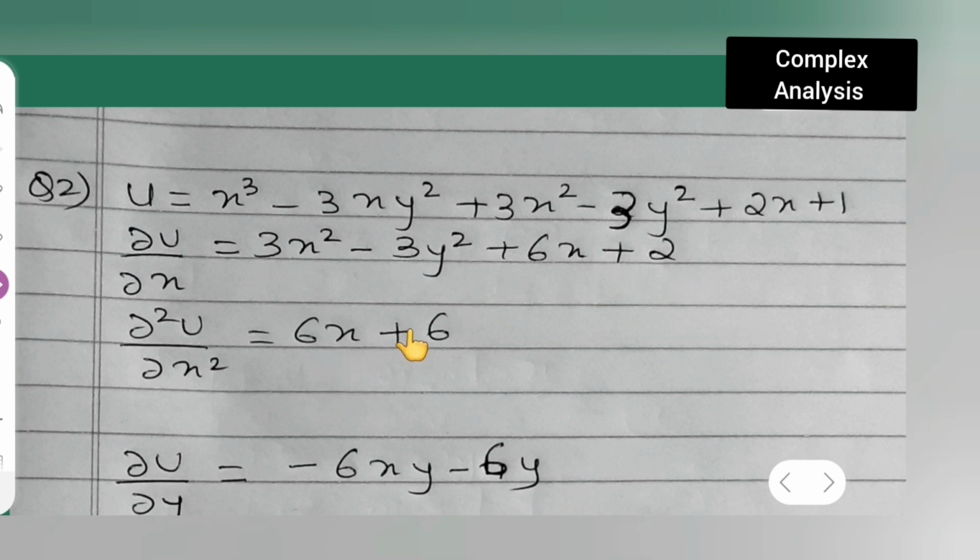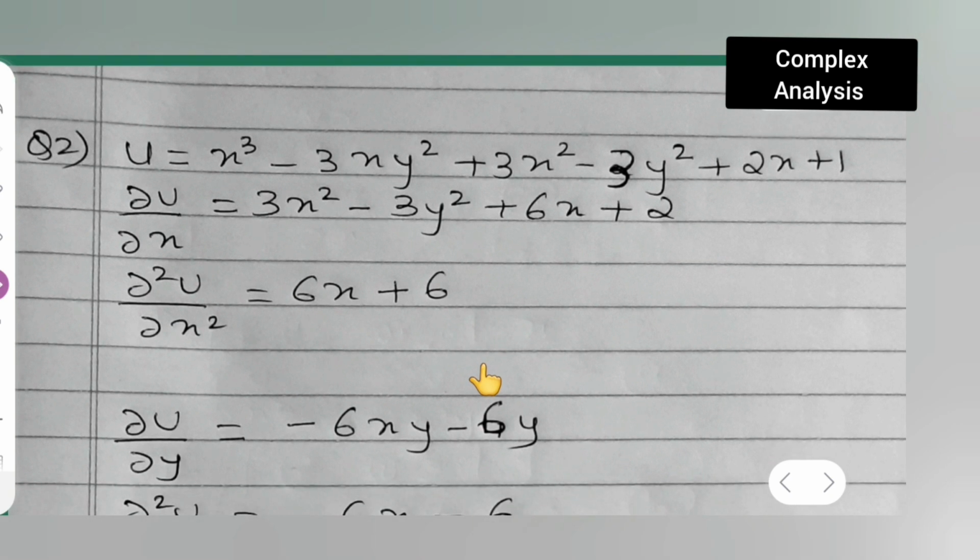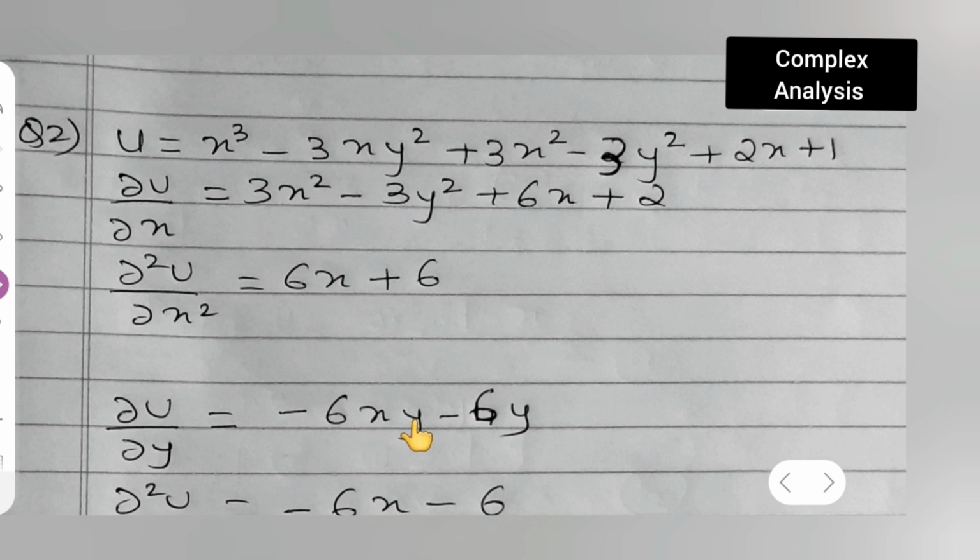So I will get dou squared u upon dou x squared. So again differentiate with respect to x. If you differentiate it again with respect to x, 2 3s are 6x plus 6 will remain. Now what you have to do over here is differentiate this u with respect to y and see what you get. Minus 6xy minus 6y over here.